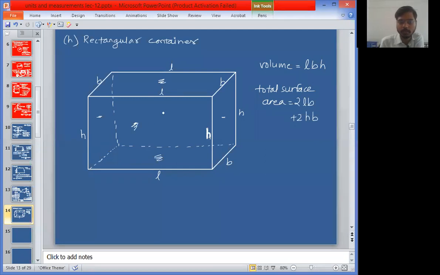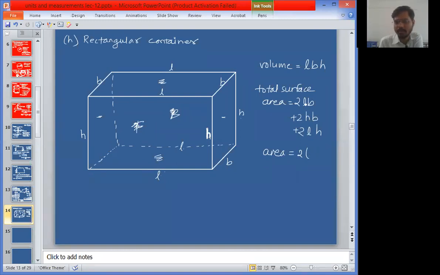Now the front surface and the back surface. Front surface area is L into H. Back surface area is also L into H. So 2 times L into H. So 2 you can take common. And you can write LB plus BH plus LH.